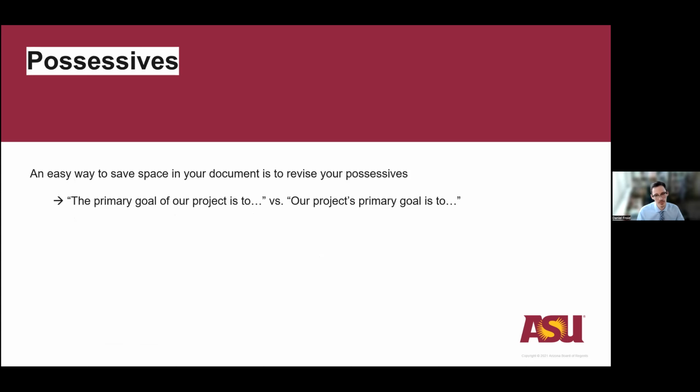Final one, this is just an easy tip, I guess, for saving space in your document, because again, that's something I am asked to do a lot. You can revise your possessives by flipping their structure. Rather than saying the primary goal of our project is to, you can change it to our project's primary goal. So instead of using of, just use apostrophe s. This is maybe not the best choice in every single case, but again, it's an easy way to save space in your document. And often space is at a premium.